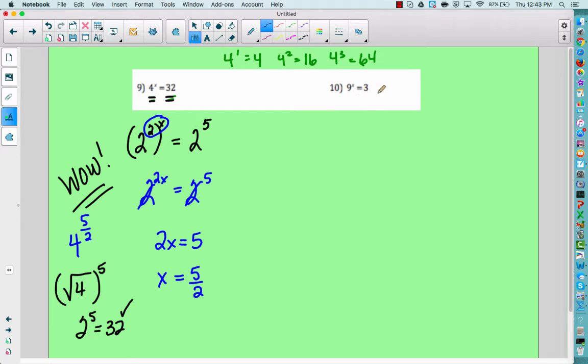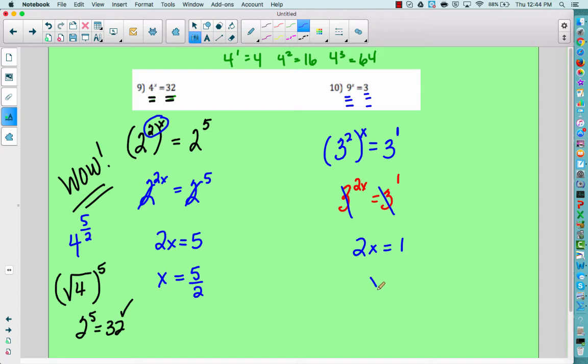All right, let's try this one. 9 to the x equals 3. Okay, so now this is where I'm working with just the left side. I know that 9 can be written as a base 3 number. So 3 squared to the x equals 3 to the 1, making sure we remember that it's 3 to the 1. Power to a power, multiply, so 3 to the 2x equals 3 to the 1. Bases are the same, cancel them. So 2x equals 1 and x equals 1/2.